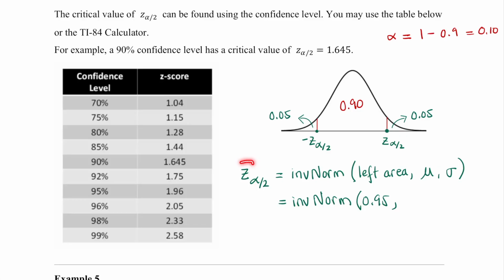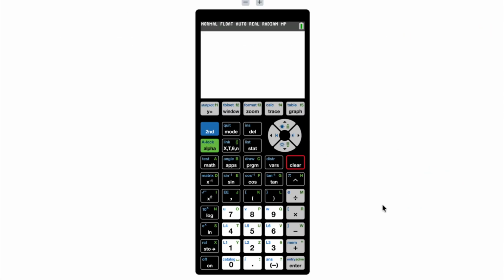We are working with z. That means we're working with the standard normal distribution. And in a standard normal distribution, mean is always 0 and sigma is always 1. Now, let's enter this in our calculator. To open the distribution menu, we press second vars. Choose inverse norm and press enter.